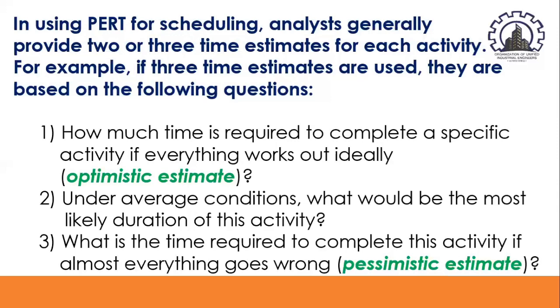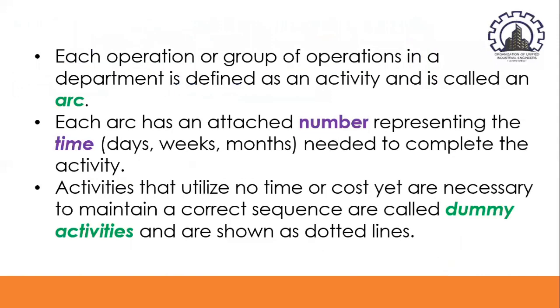And take note, on a PERT chart, events represented by nodes are positions in time that show the start and completion of a particular operation or group of operations. And each operation or group of operations in a department is an activity and is called an arc. Again, if we say arc, this refers to activity. And each arc has an attached number representing the time, be it expressed in days, weeks, or months, needed to complete such activity.